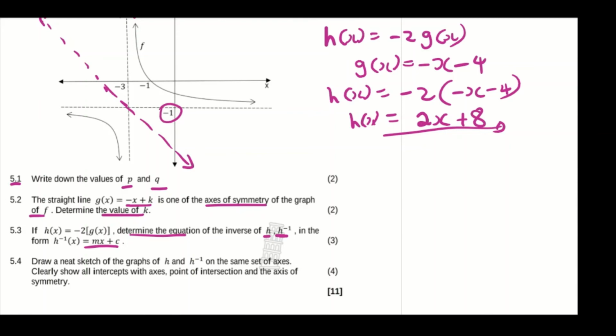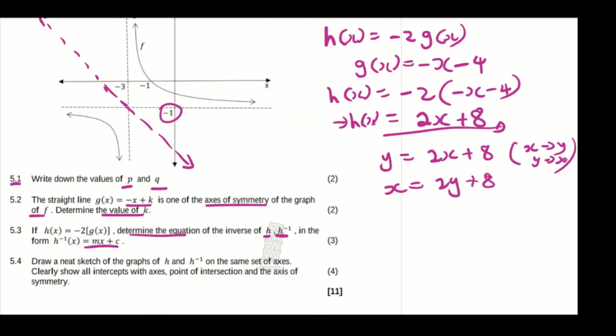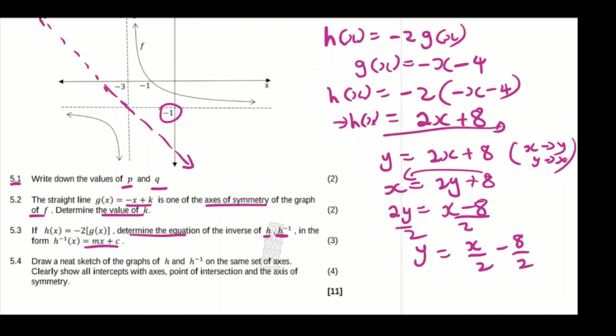And then to find the inverse, we know that instead of writing h of x, we're going to write y equals 2x plus 8, and then we swap. Where there's x, we put y. Where there's y, we put x, right? So this is going to be x equals 2y plus 8, and then we write in standard form. So it's going to be 2y equals, so this 8 goes to the other side, so it's x minus 8, and divide by 2 both sides. So our y equals x over 2 minus 8 over 2, right? And then the final answer would be y equals x over 2 minus 4.